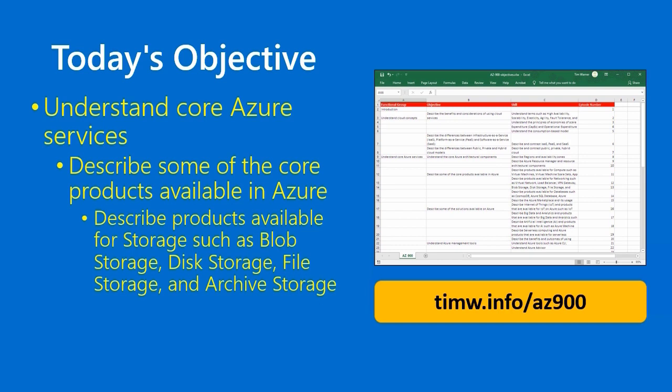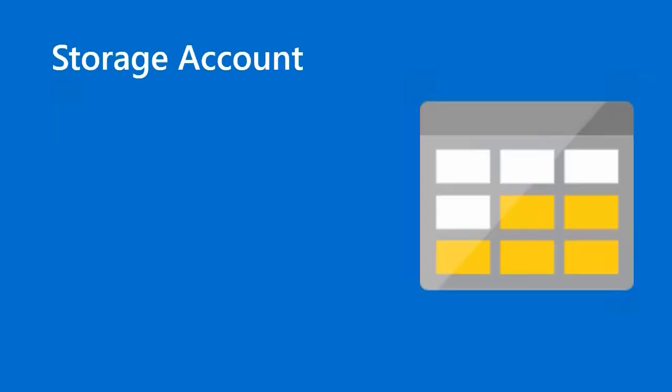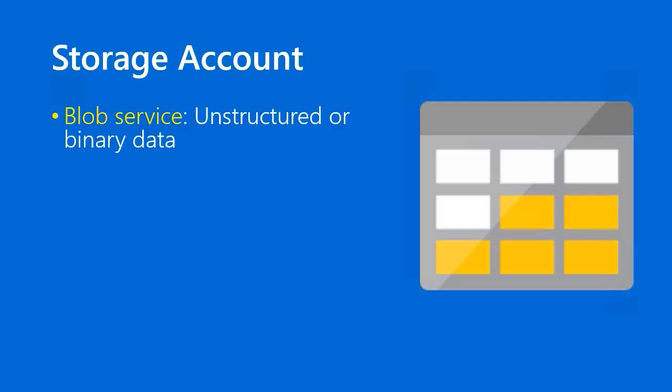Let's do this. The general purpose storage account in Azure has 4 services in it to store 4 types of data. The Blob service stores unstructured or binary data. Now, what's Blob? Blob stands for binary large object, and unstructured means that it's just a regular file. It could be a log file, a document file, a media file, or it could be a binary file, an image or an executable file.